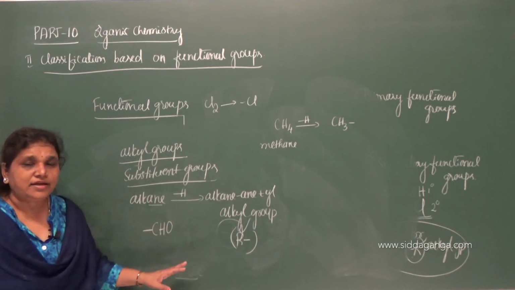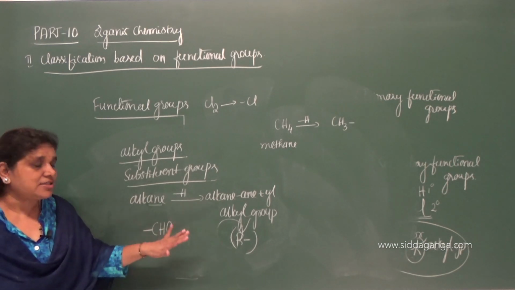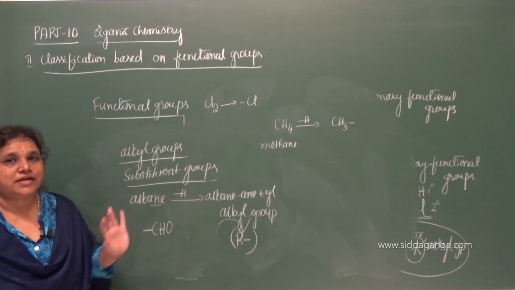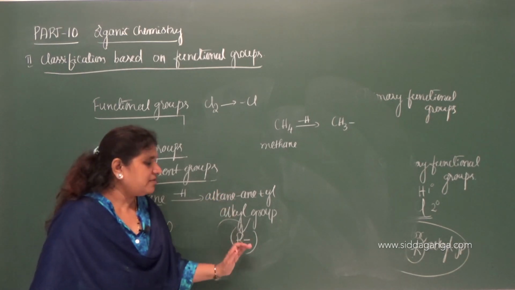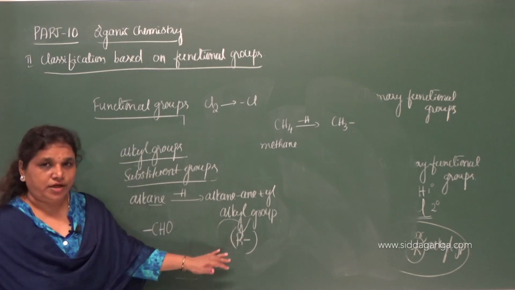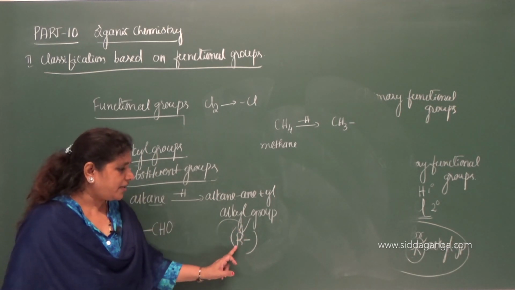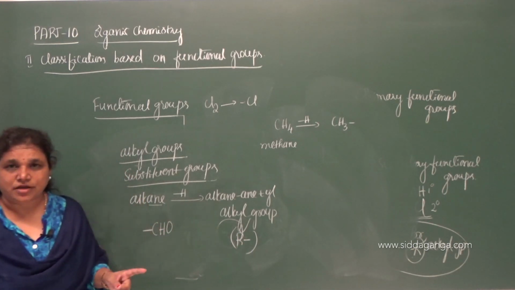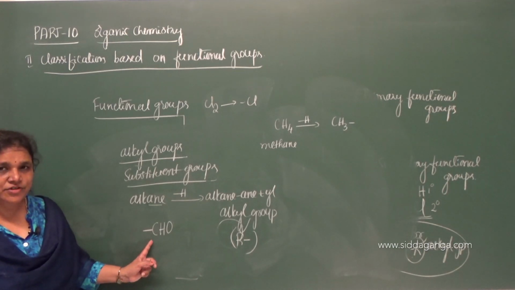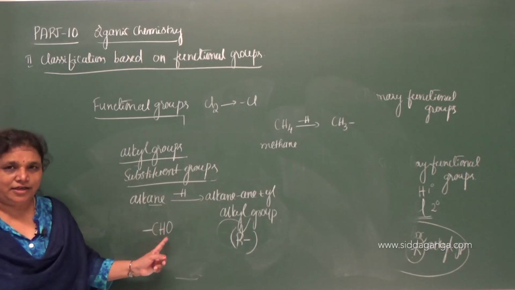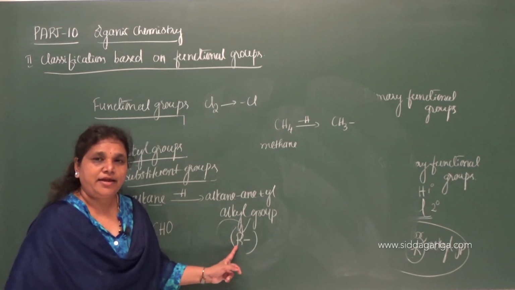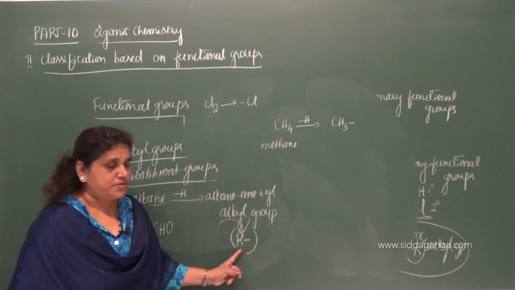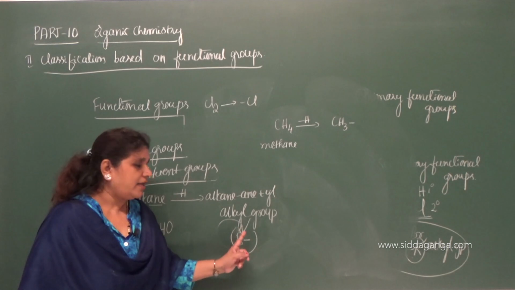But while writing substituent groups, which are nothing but a class of secondary functional groups, we have to write the group first and then the hyphen. This is a point you have to remember. For primary functional groups, first comes the hyphen and then the group. For secondary functional groups or substituent groups, we indicate the group first and then the hyphen.